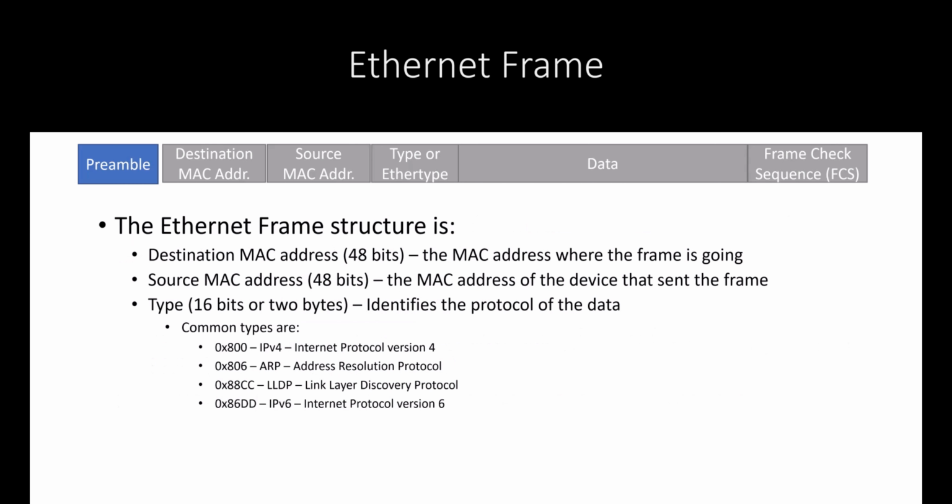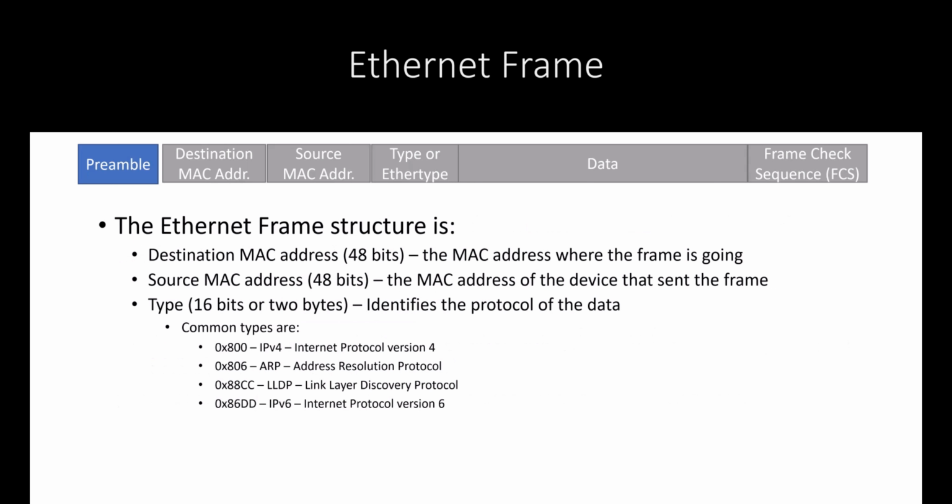And again, our Ethernet structure, we have a destination MAC address of 48 bits. This tells us where the frame is destined for, who's going to receive this frame. Our source MAC address, which is 48 bits, again, who sent the frame. Our type, which tells us what kind of data to expect.